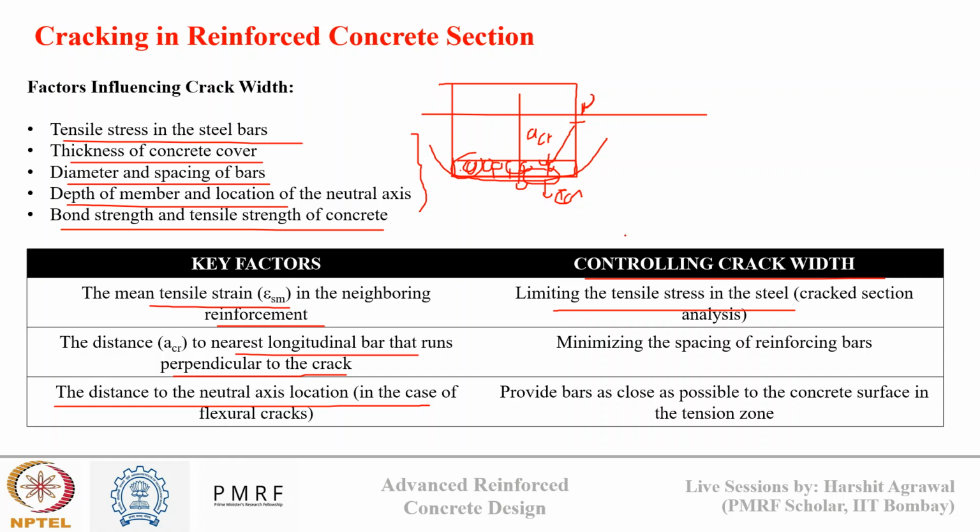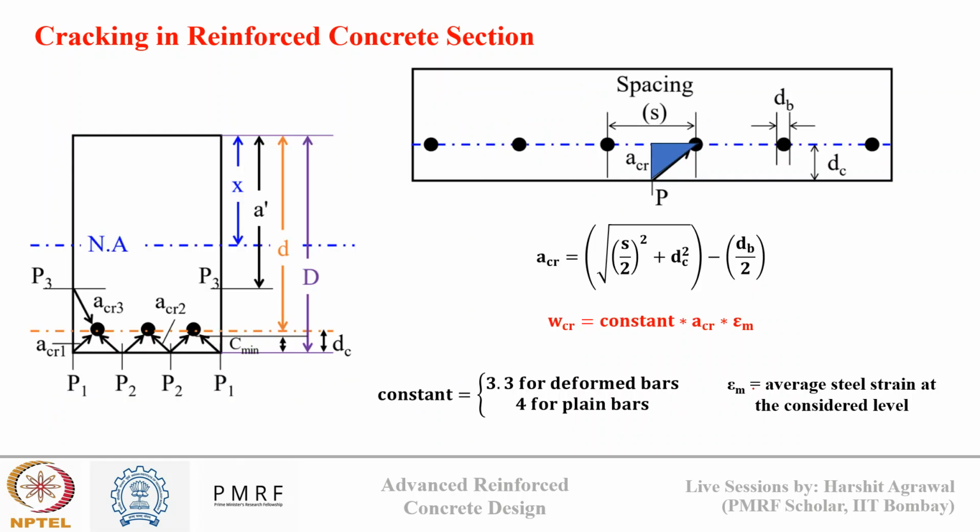So that's why this point comes: providing bars as close as possible to the concrete surface in the tension zone. Okay. Now, how can we estimate crack width at a particular point? For that, we saw the crack width calculation in the discussion.